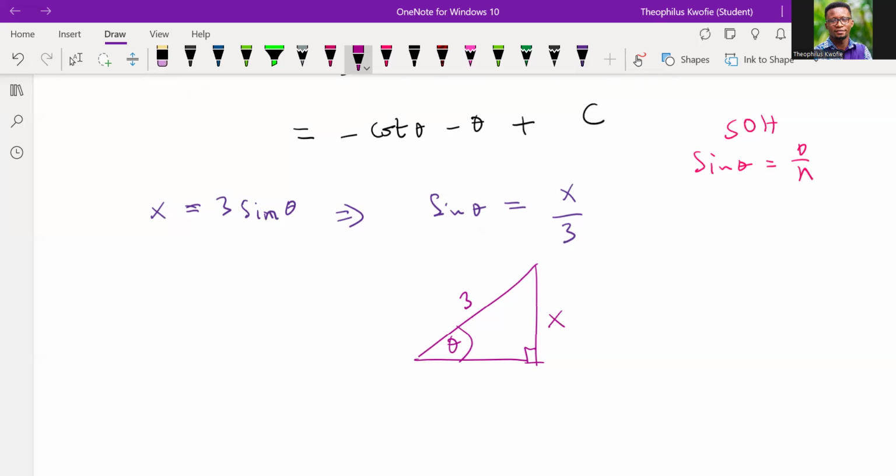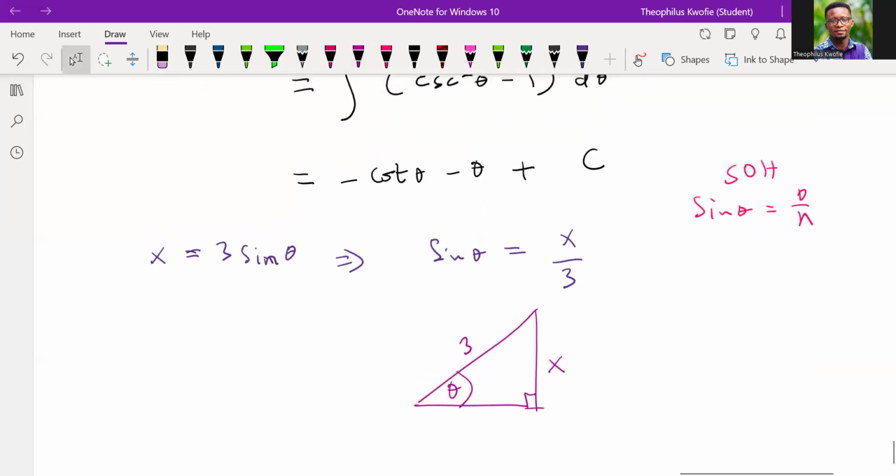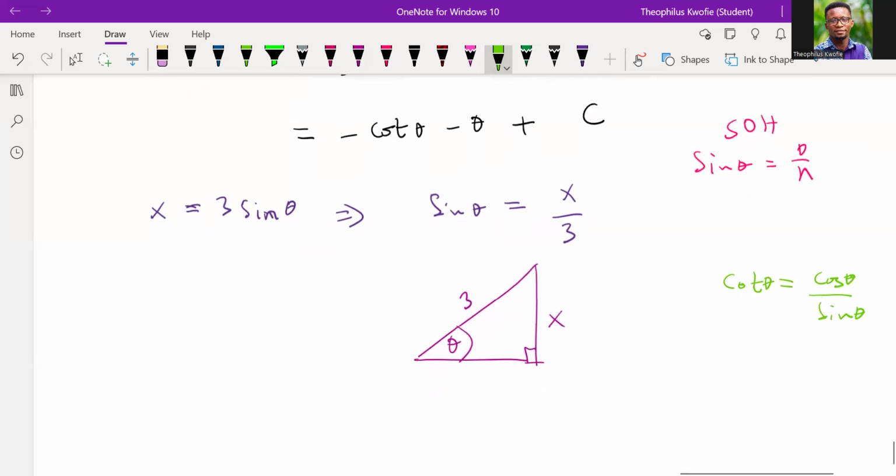The reason why we will need this is because we need to change the cot. Now, cot is defined as what? Cot theta is always cosine theta over sine theta. That is cot. Very good, so let's take note of that.